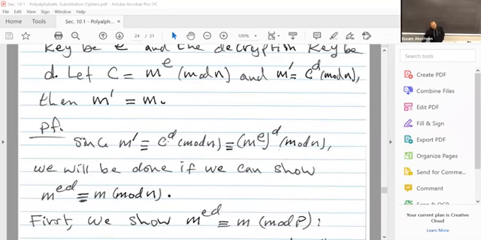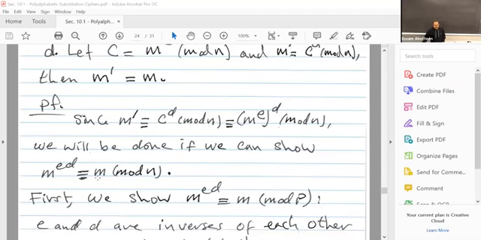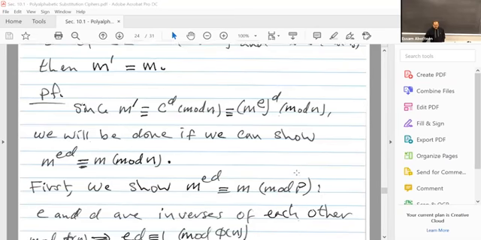To see why this is the case, let's start with M prime being the exponentiation of the ciphertext C to the D. And if I put back what C is, it's (M^E)^D mod N. Of course, we will be done if we can show that the result of this double exponentiation gives me back M.